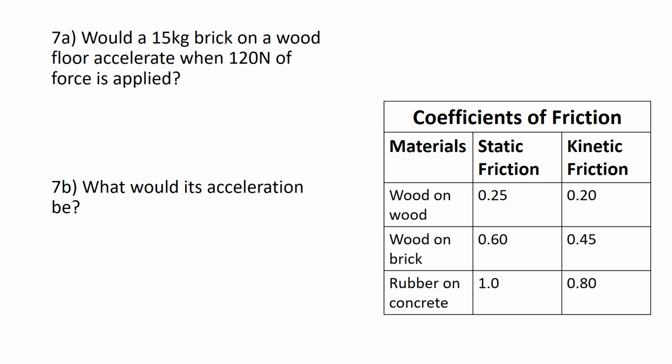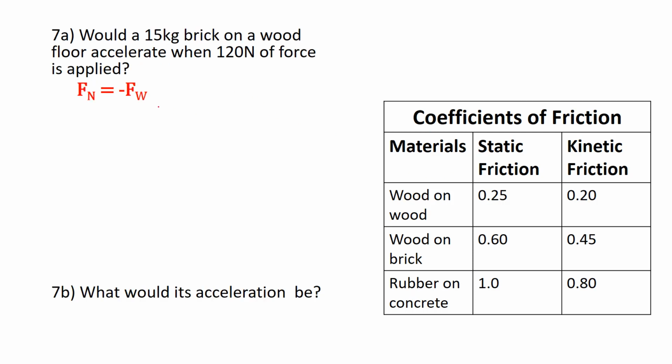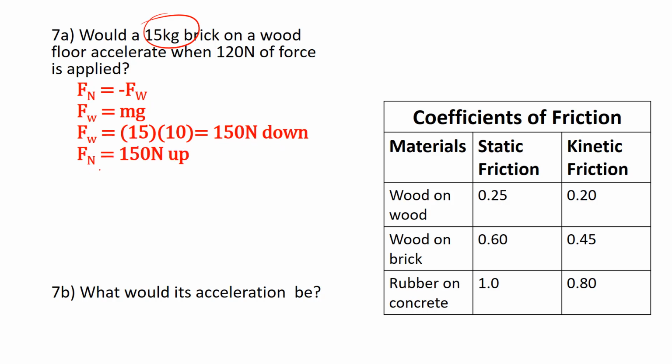Okay, would a 15 kilogram brick on a wood floor accelerate when 120 newtons of force is applied? And if it is, we're going to find the acceleration. So let's start off, and we want to find out what the net force of this 15 kilogram block is. We're going to use 10 meters per second squared as our acceleration due to gravity. And we get a weight of 150 newtons down, and therefore that gives us a normal force of 150 newtons up. So we go to our force of friction equation, and we find wood on brick. Brick on wood, wood on brick, same thing.